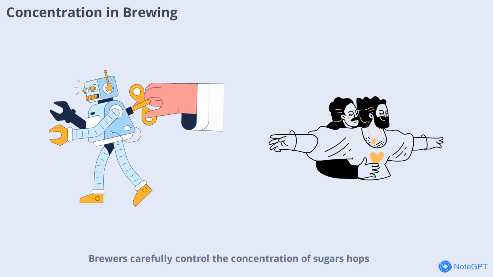Brewers carefully control the concentration of sugars, hops, and yeast to produce beers with consistent flavor and alcohol content. Accurate measurements are key to achieving the desired taste and quality in every batch.